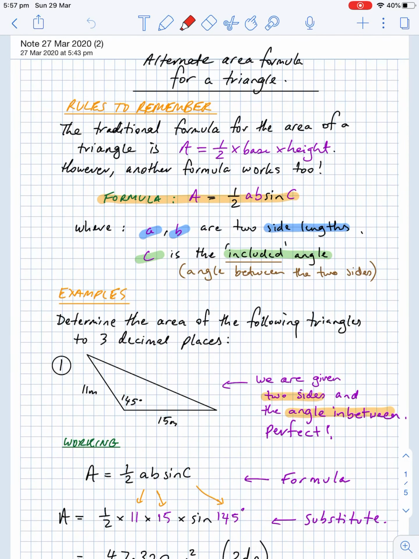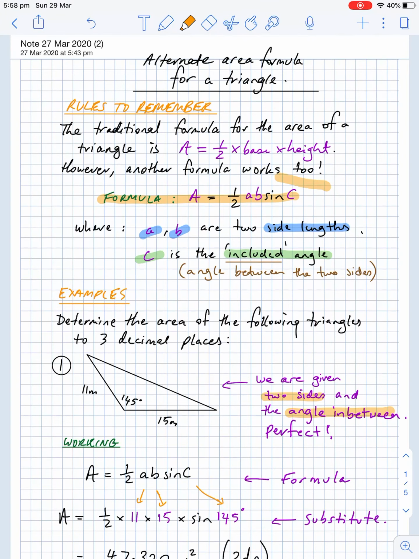Hi guys. So today we're dealing with an alternate area formula for a triangle. In the past, you've typically had to deal with this formula here, area equals half times base times height, where you actually had to know the perpendicular height and the base of a triangle to be able to find it. If you didn't have these things, you wouldn't be able to find the area.